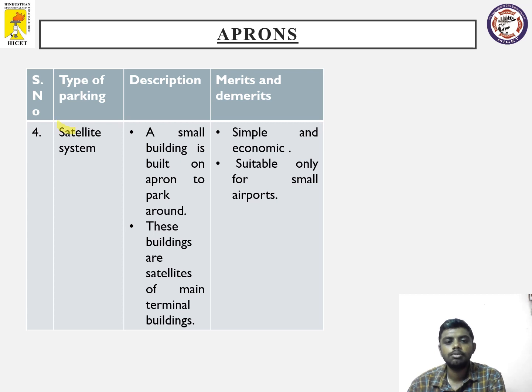And the fourth method of your apron, that is your parking system in your apron, will be the satellite system. A small building is built on the apron to park around. You will park all your aircrafts around your apron. These buildings are satellites of the main terminal building. We just call these buildings satellites because they will be at the center point of your terminal buildings. It is a very simple and economical one, suitable for very small airports.